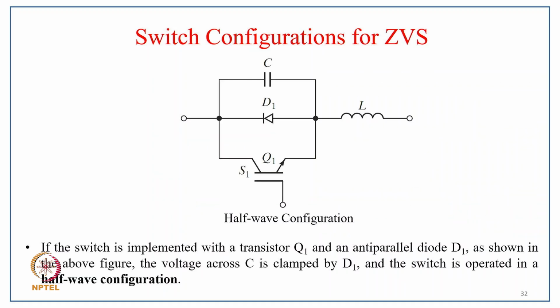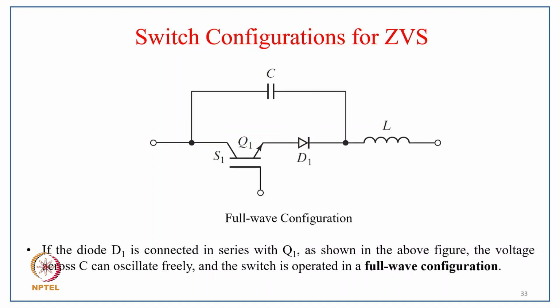And you can see the switch, the anti-parallel diode, the capacitance, as well as the inductor in the case of the half wave configuration. So if the switch is implemented with the transistor Q1 and the anti-parallel diode D1, as shown in this figure, the voltage across C is clamped by D1, and the switch is operated in a half wave configuration. Then coming to the full wave configuration, we connect the diode D1 in series with Q1 and then L and C. So if the diode D1 is connected in series with Q1 as shown in this figure, the voltage across C can oscillate freely, and the switch is operated in full wave configuration.